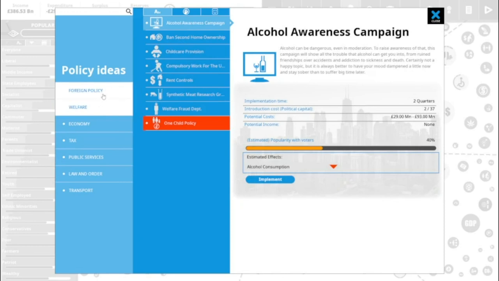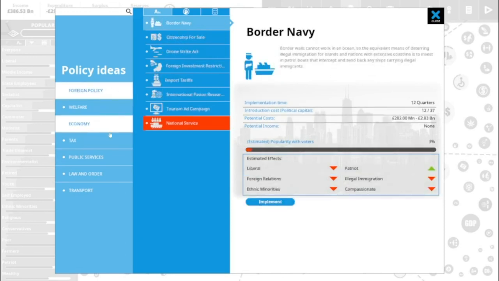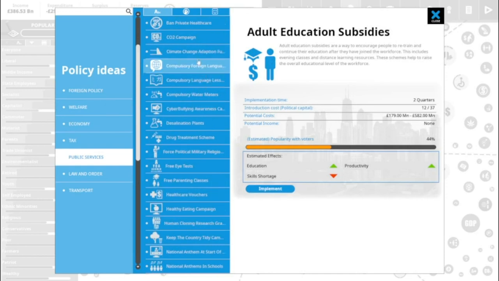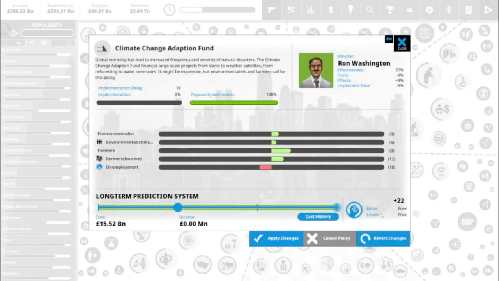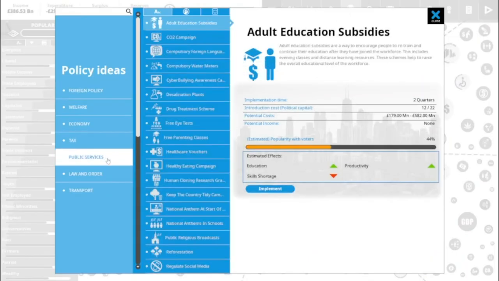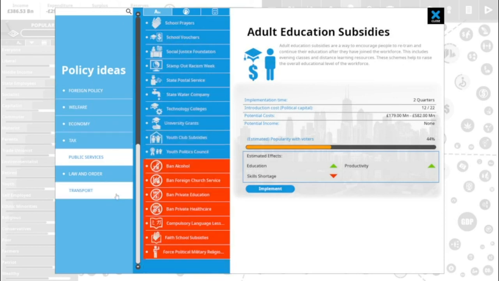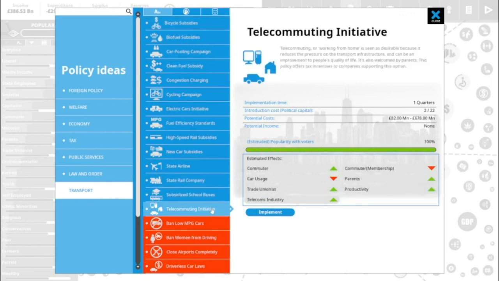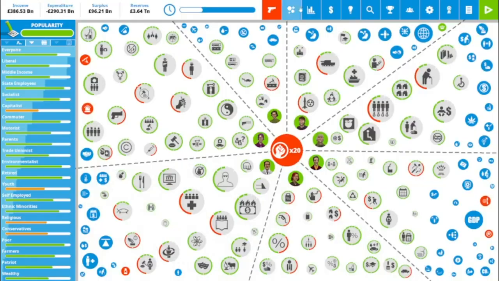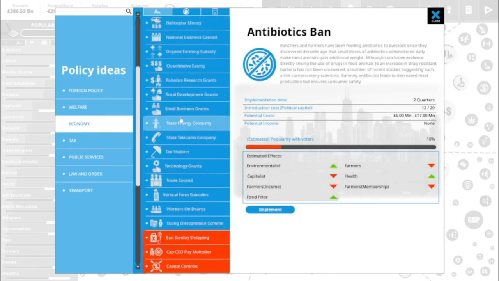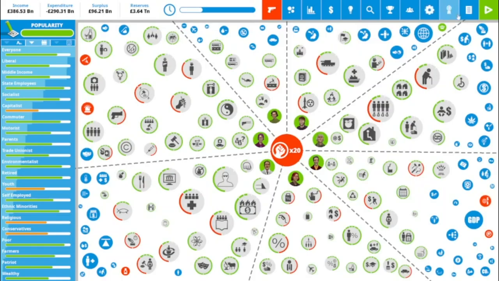What can we do now? Public services. Climate change adoption fund. Everyone wants one of those and it costs a fortune. Let's go with it. Public services. Is this where we get space programs? Nope. Transport. Of course. Telecommuting. Everybody wants to telecommute. Where is space? Space. The final frontier. Oh, it's here, but we can't afford it. Okay. Let's carry on. Oops.